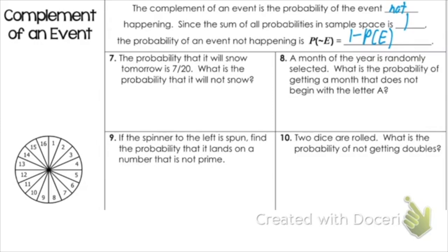So really what was happening behind the scenes in your head was you said, hey, I know I need 7/20 to add up to 1. So if you take 1 minus 7/20, and 1's secretly going to be 20/20, because that's the same thing to have 20 divided by 20 be 1, right? Does that make sense? Anything divided by itself is 1. 20 minus 7 is 13. So there's a 13/20 chance that it will not snow.